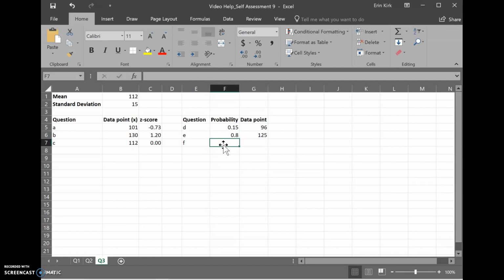You can use the same technique for part F, and then remember to insert a text box to write your final answers. Once you're completely done the self-assessment, make sure to check out the solutions and compare your work.